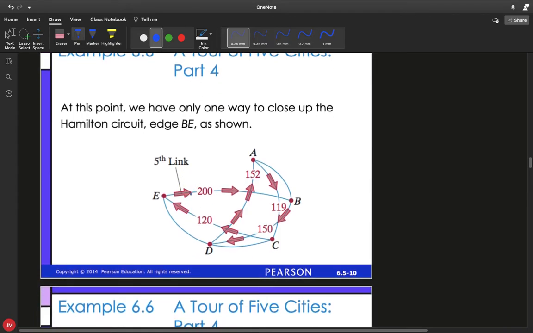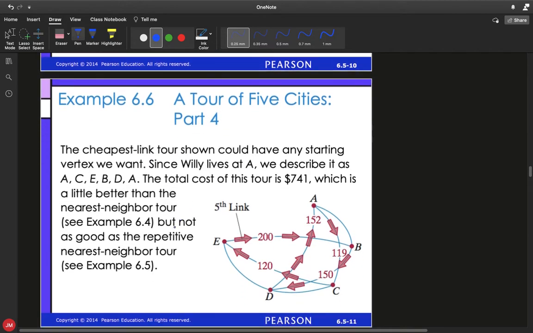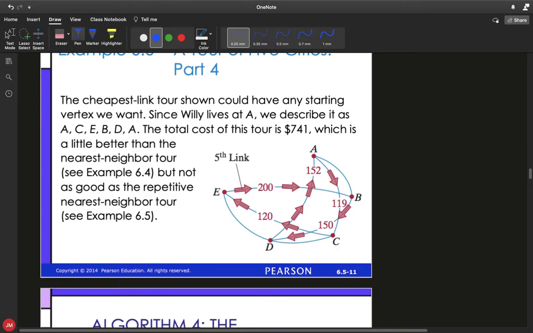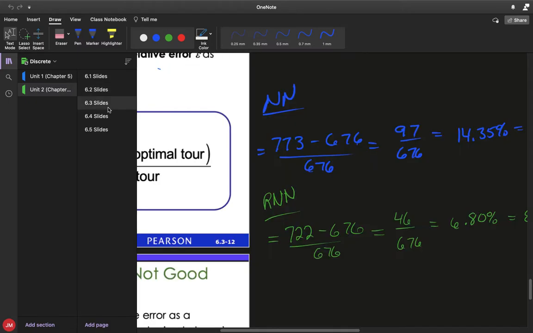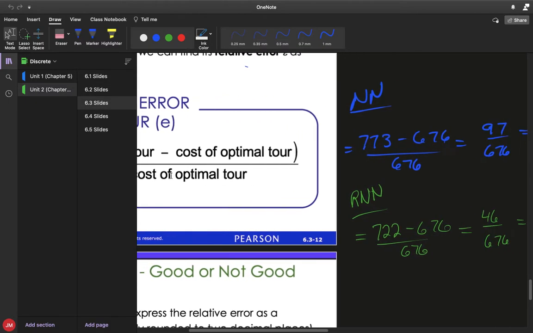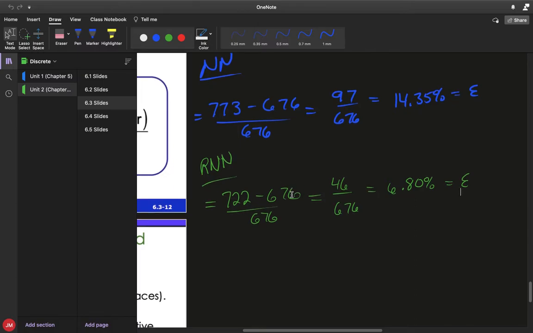That's what we are showing on this slide. And now we have our cheapest link circuit. So that cheapest link circuit that we just created was A to C, C to E, E to B, B to D, and then D to A. Keeping in mind that we wanted to start and end at A, just like we did on the other problems, so that's why we wrote them in this order. The total cost of this, if you add it up, is $741. Let's go back and look at what the optimal was, which was in 6.3. I believe the cost of our optimal tour was $676.